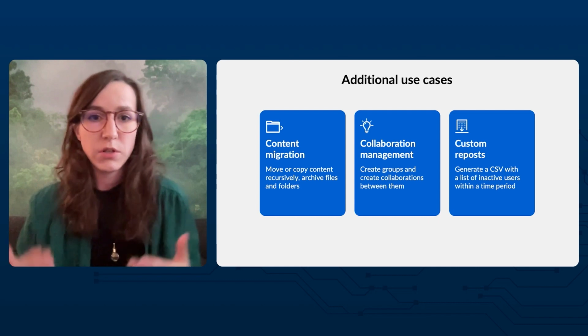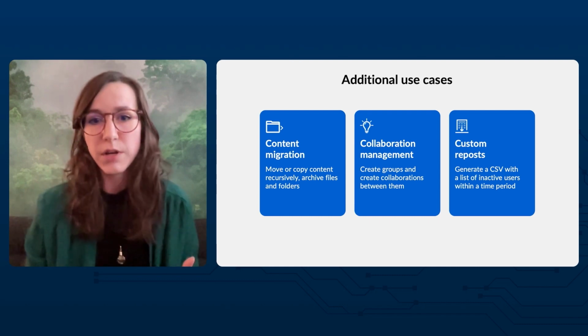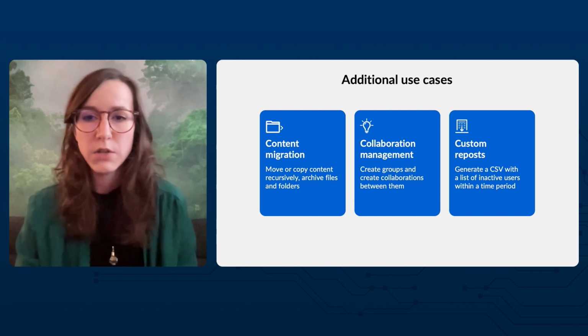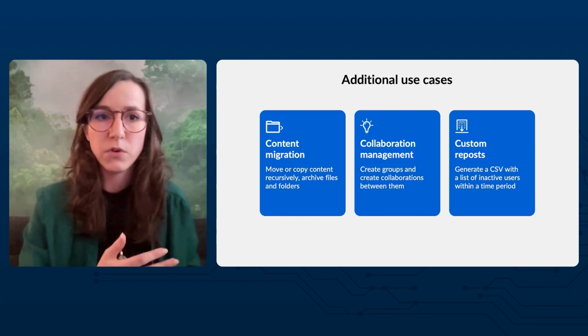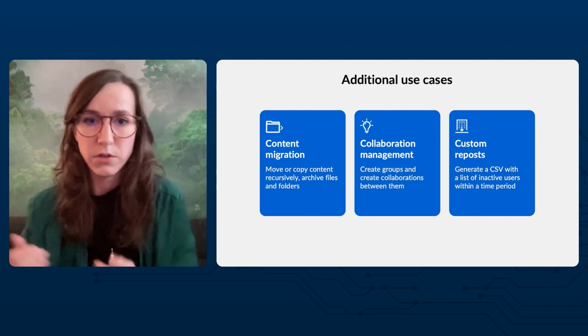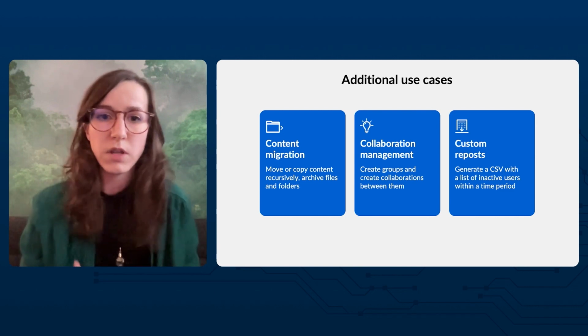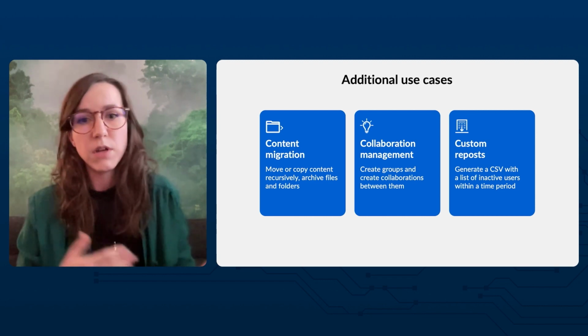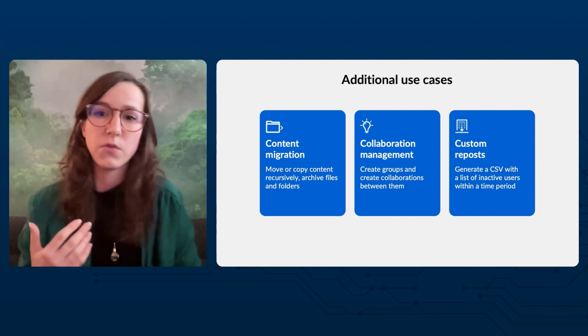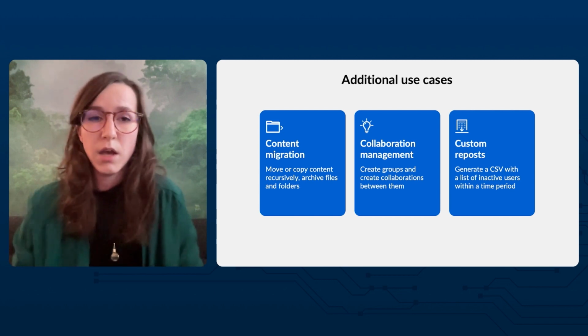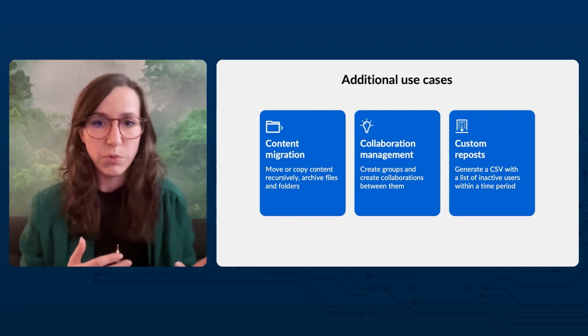First, I'd like to mention content migration. It's an easy way to migrate content by using the deprovisioning automation template. So you can migrate files and folders from one Box account to another. Secondly, collaboration management. Thanks to Box collaboration command, you can access and manage access permissions for user groups and to files and folders. And last but not least, custom reports.